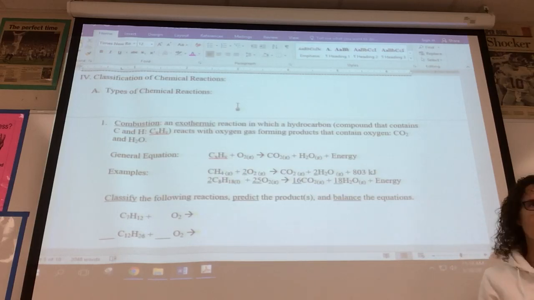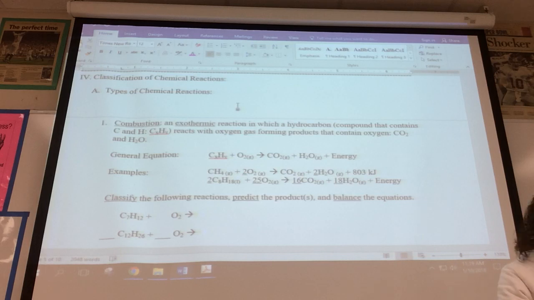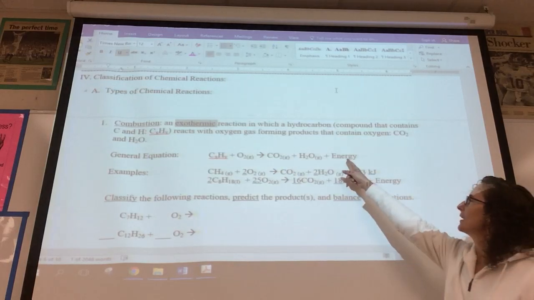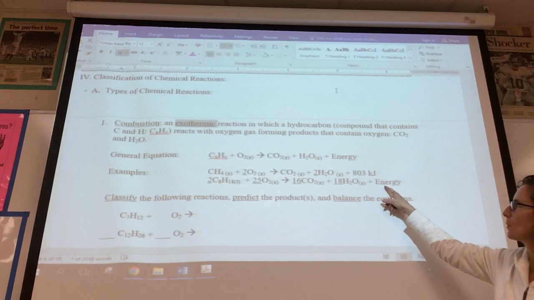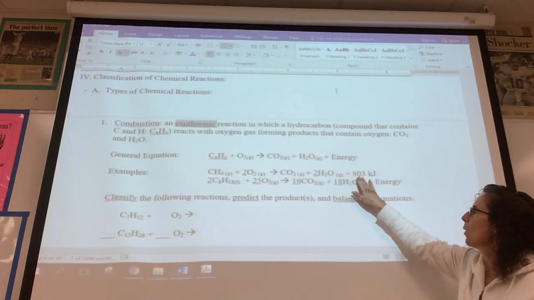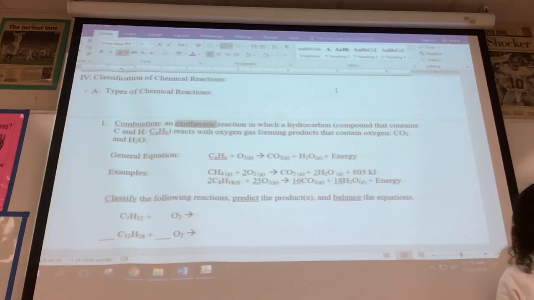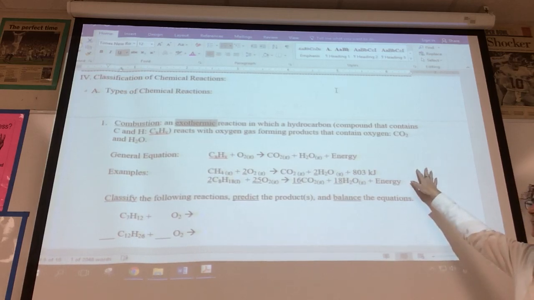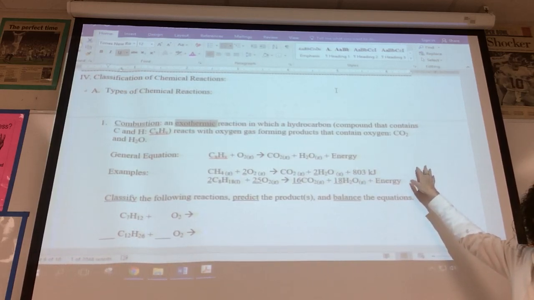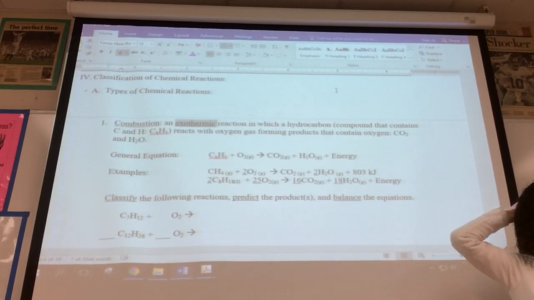The first type of chemical reaction we've already talked about, because we talked about it the other day when we balanced those more complex reactions. So the first is combustion. Combustion is exothermic. How would you recognize an exothermic reaction? Energy. The energy would be on the right side of the equation in an exothermic reaction, either written as energy, the quantity of energy, in this case 803 kilojoules, kilojoules is a unit of energy, or you could indicate the delta H of the reaction, and in this case it would have to be negative for exo, negative.